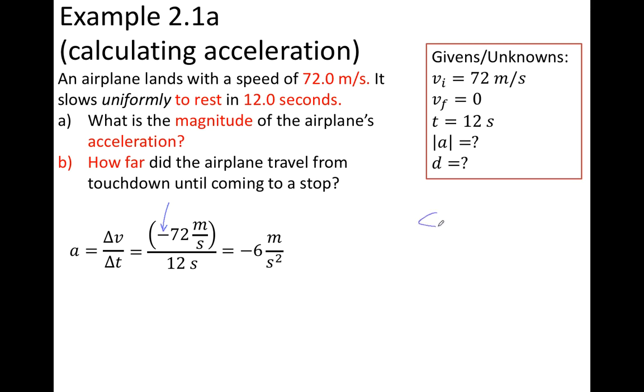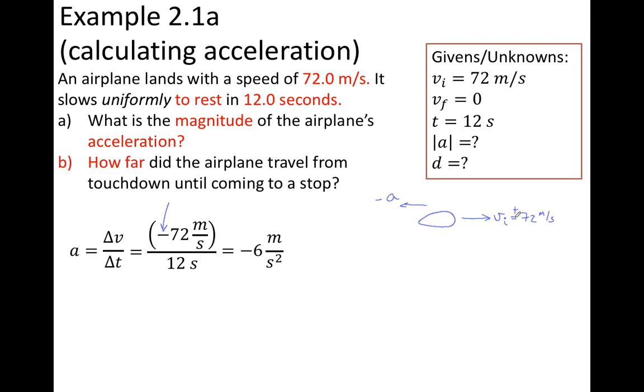So we had our airplane, and I'm horrible at drawing airplanes. If the airplane was moving forward with some initial velocity, 72 meters per second, in order for it to slow to rest, it would have to have a negative acceleration. Slowing objects have to have an acceleration and a velocity with opposite signs.